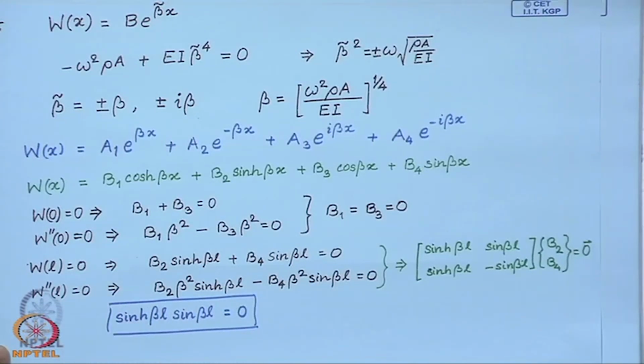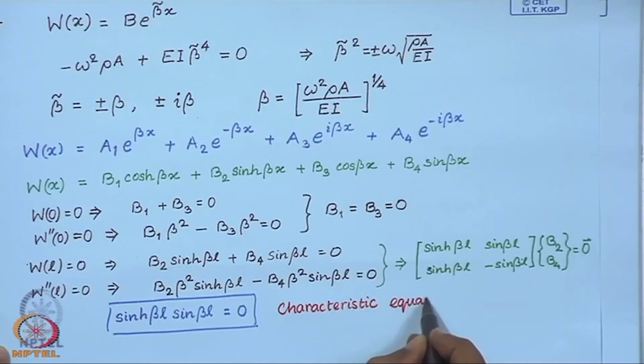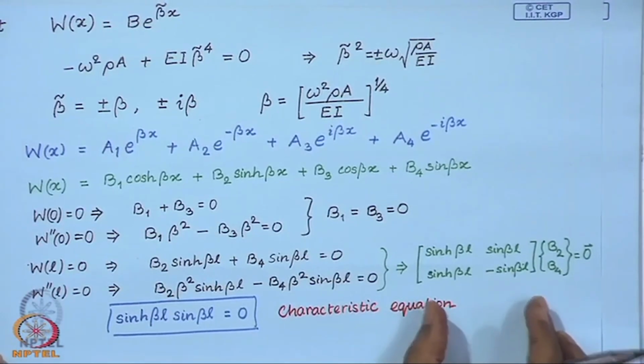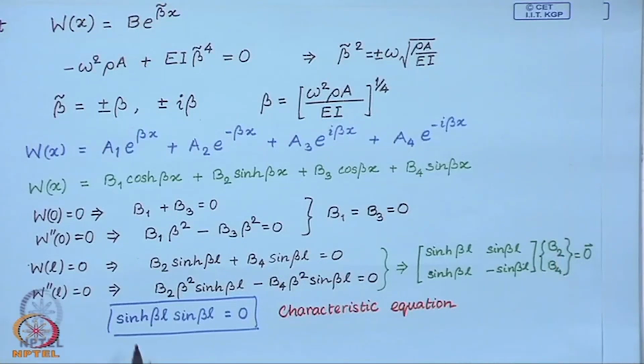So vanishing of this determinant for non trivial solutions of B 2 B 4, this vector leads us to this determinant equal to 0, and this is the characteristic equation for the simply supported Euler-Bernoulli beam.